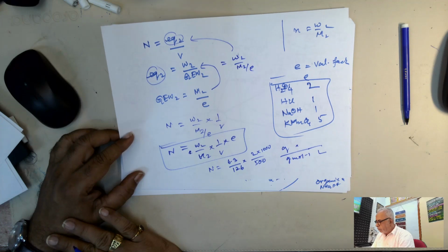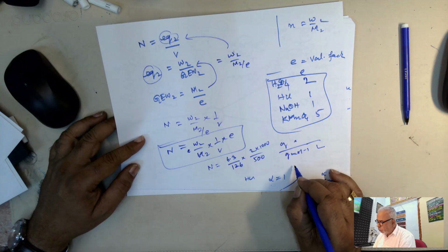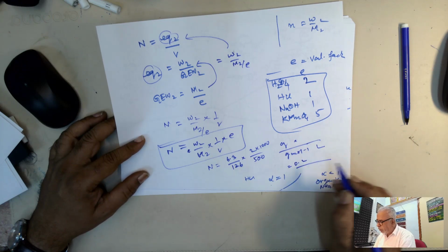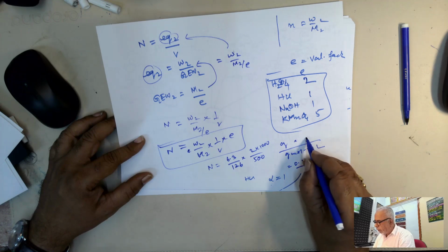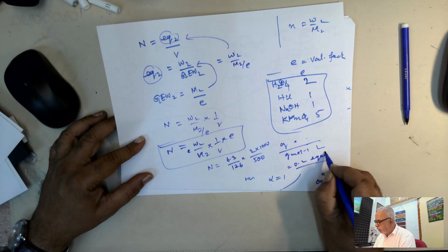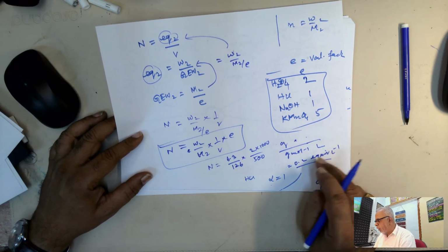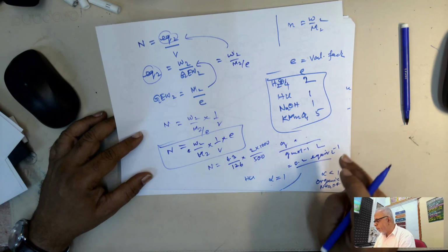So 0.2. What is the unit? It is not mole per liter. Mole divided by the valency factor means it becomes equivalent. So you have to say equivalent per liter. Okay. So for normality, you have to call it equivalent per liter. For molarity, you have to call mole per liter.